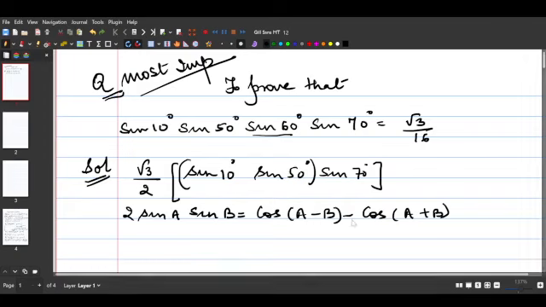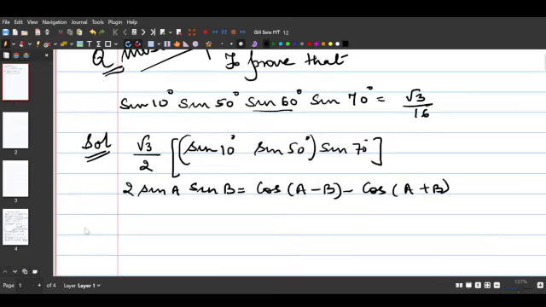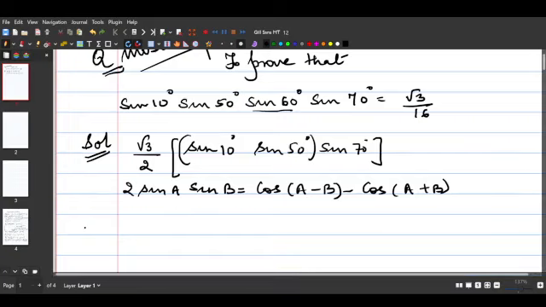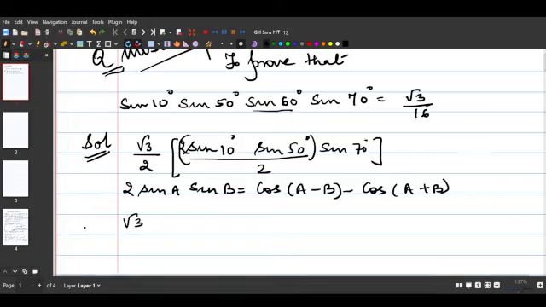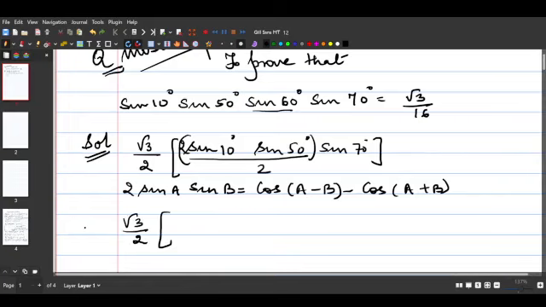Formulas are very, very important to be remembered for this chapter. Without the formulas, we cannot do any one of the questions. So we want to apply 2 sine A sine B, and we can see that sine A sine B is here, but 2 is missing. It means we need to multiply and divide by 2. Got it? So now what we will have? Root 3 by 2, 2 sine A sine B, we have the formula, we will apply. Please always remember that normally angle A should be taken as the bigger angle out of these two. Side by side, I'm telling you all the hacks, all the tricks which should be remembered for the questions and the formulas.